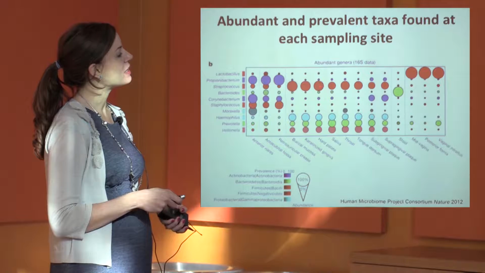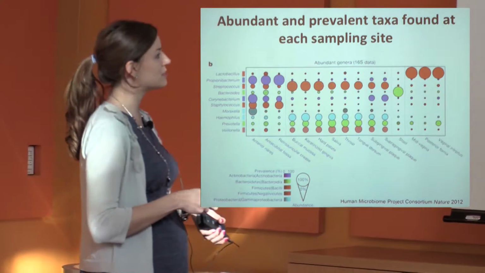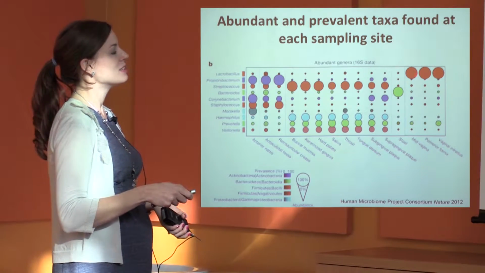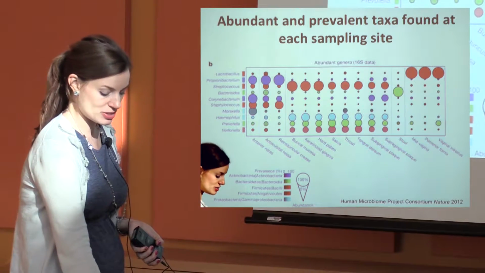That's Streptococcus, I guess, which is a bacilli as well. Okay, Bacteroides and then Lactococcus. So yeah, the size of these circles indicates how abundant those type of bacteria are at each of those sites.